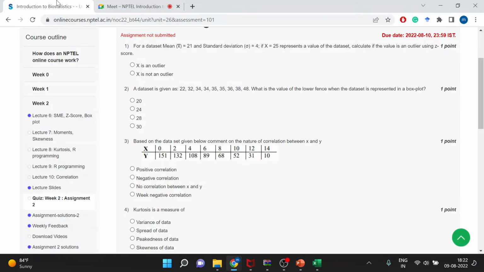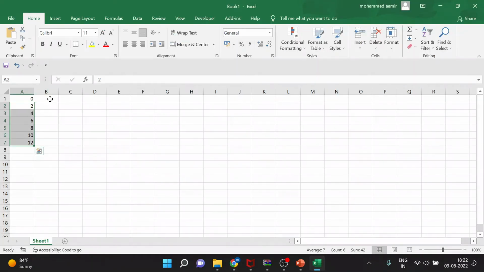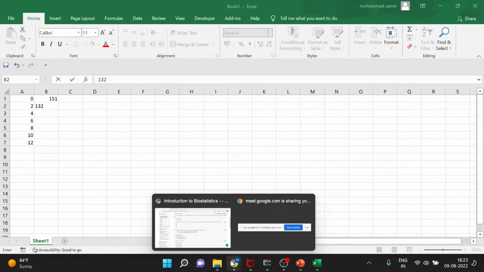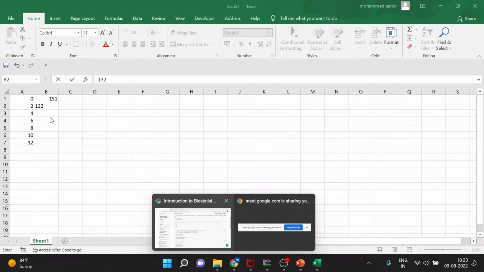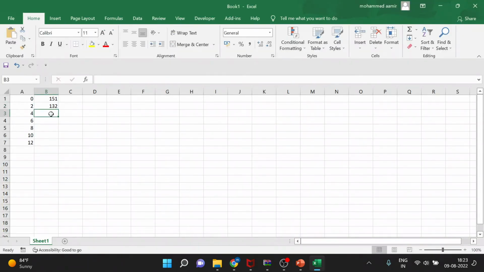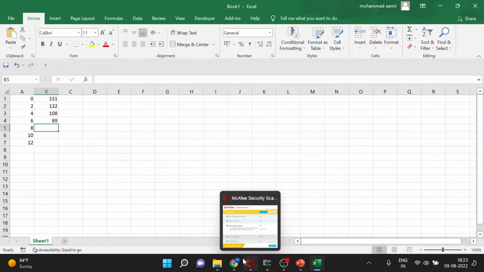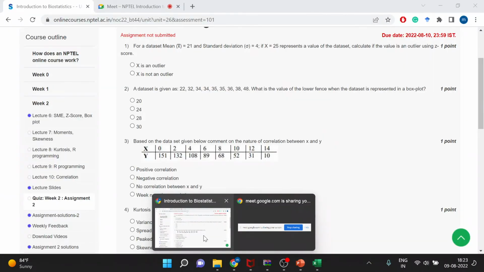Can someone tell me what the values are for each of these variables? First, for 0 it was 151, I think, and then 132. For 4 the value was, otherwise I have to just keep toggling, 108, 89, 68, 52, 31, 10.